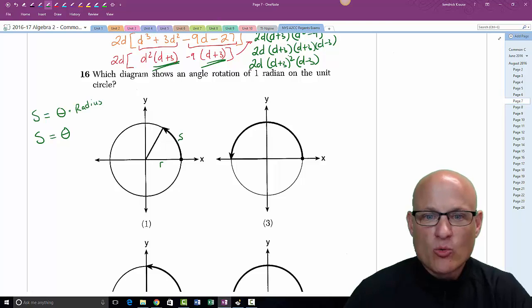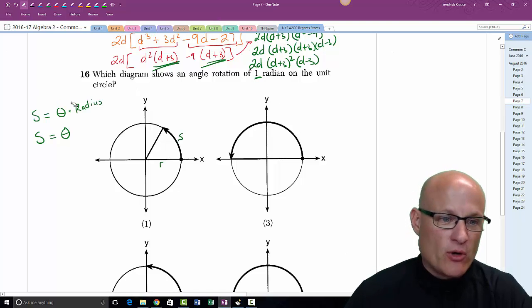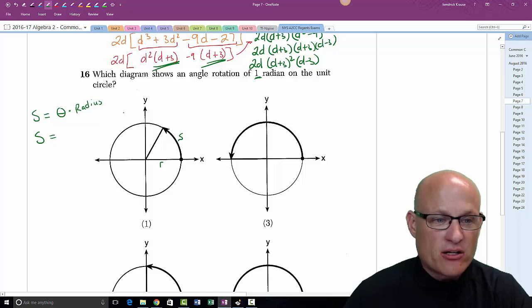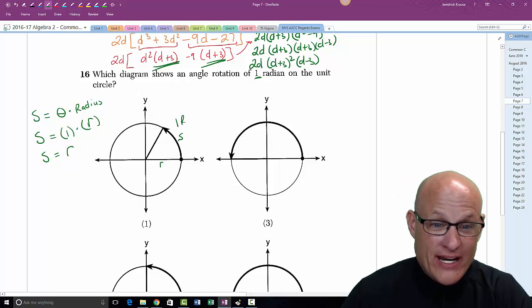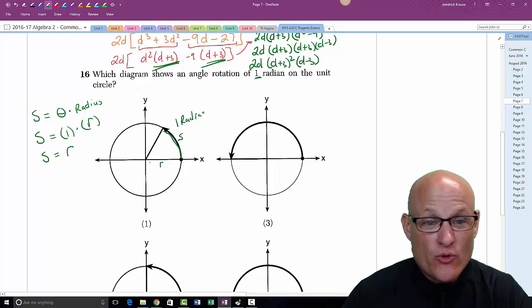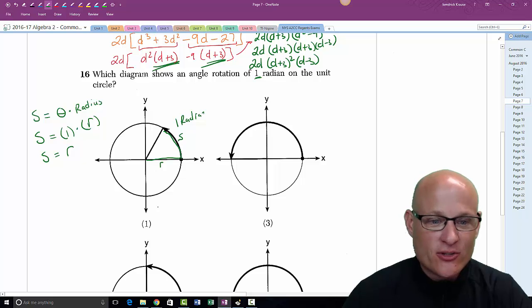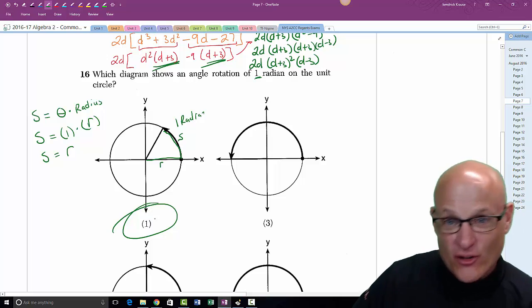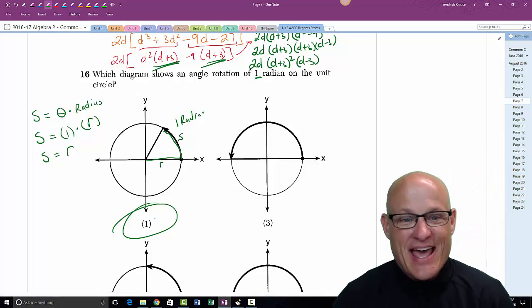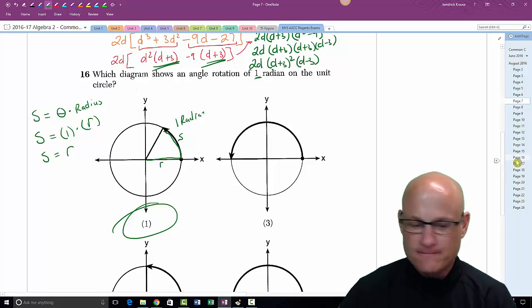We want the one that's 1 radian, right? So if I wanted to know what the arc length was, the arc length would equal 1 radian times the radius, which I called r. Well, wouldn't s equal r? And the definition of a radian, 1 radian, is the distance on the circle equal to the length of the radius. So choice 1 is the answer. The definition of a radian is the distance along the circle that's equal to the same length as the radius, and that would be choice 1.